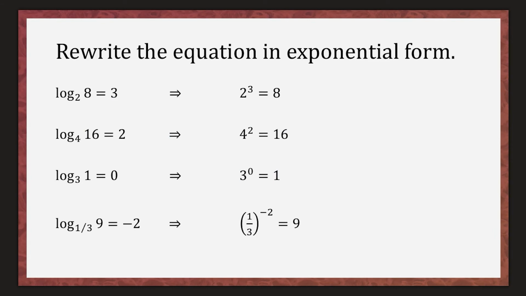Here is a neater representation of all of these values. 2 to the third equals 8 is the same as log base 2 of 8 equals 3. Log base 4 of 16 equals 2 is 4 squared equals 16. Log base 3 of 1 equals 0 is 3 to the 0 power, which equals 1. And log base 1/3 of 9 equals -2 is the base 1/3 raised to the -2 power equals 9.